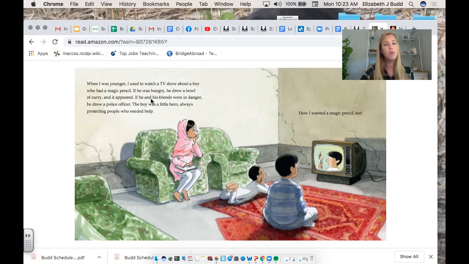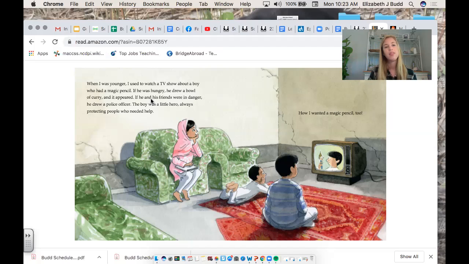We know that if he was hungry, he could draw this. So that means it must be something that you eat when you're hungry. We know that it goes in a bowl, and I don't see it in the pictures here. So all we know is that curry is something that you eat that goes in a bowl. Now, using my background knowledge, I've eaten curry before, and I know that curry can be spicy. There's different levels of spiciness with curry, and it's a type of food that a lot of people eat in the Middle East and in the eastern part of the world. And so this is something that they eat for meals regularly.